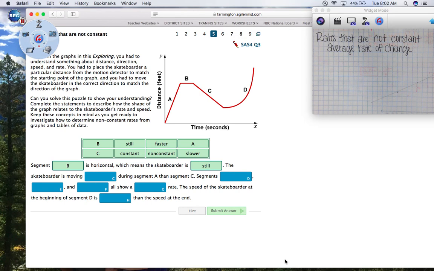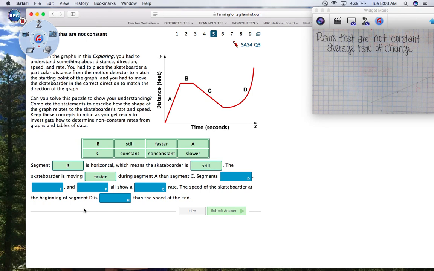The skateboarder is moving blank during segment A, then segment C. So if you look at A and C, what is happening in A than in C? If you notice, this is what we talked about, like moving slower, moving faster, running or walking. Segment A is faster than segment C because it's increasing or going up at a faster rate. So segment A, during segment A than segment C.